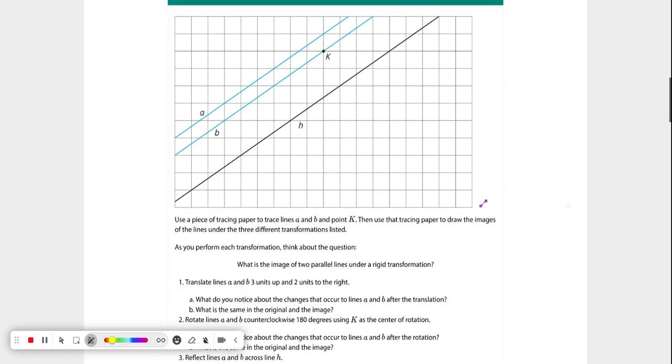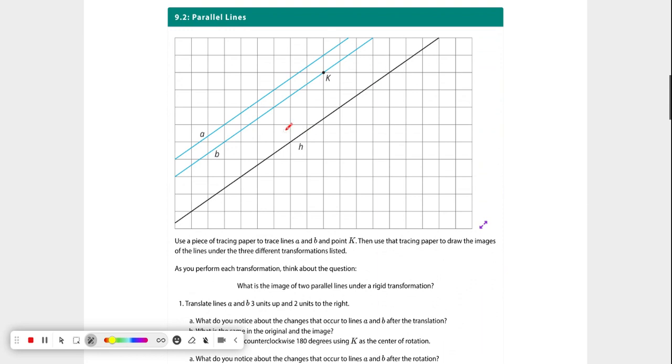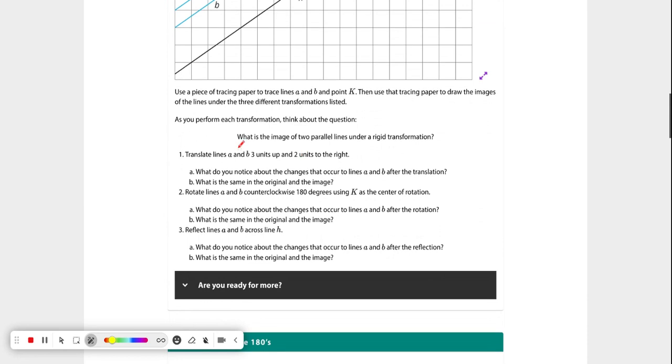In activity 9.2, you're going to use a tracing paper. You're going to trace this line A and line B along with this one point K. And then you're going to follow each of these directions and draw the transformations using your tracing paper. So you're going to translate lines A and B 3 units up and 2 units to the right. You'll notice any changes, what's the same.